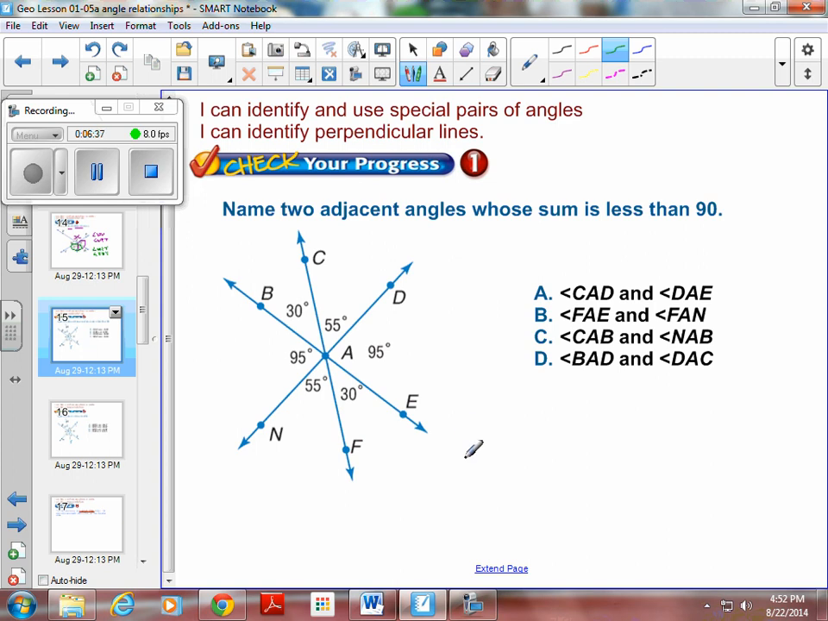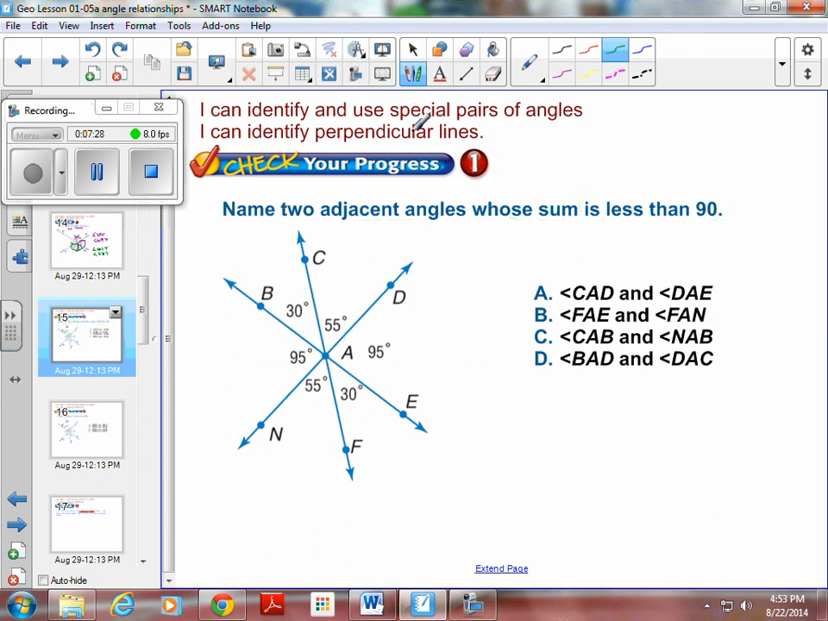Okay, take a moment, push pause, and see if you can answer this question. I'll come back and give you the right answer. Name two adjacent angles whose sum is less than 90 degrees. So we want two angles next to each other. These two are next to each other. When you add them together, are they less than 90 degrees? Well, 55 plus 30 would be 85, so that would be fine. So is BAC in the answers anywhere? Here's a BAC, but it's paired with NAB, so that's not good.